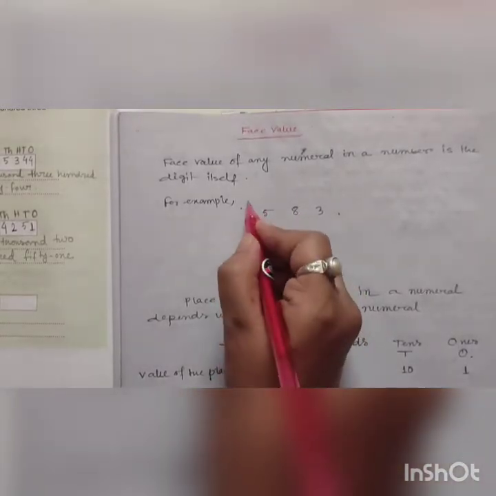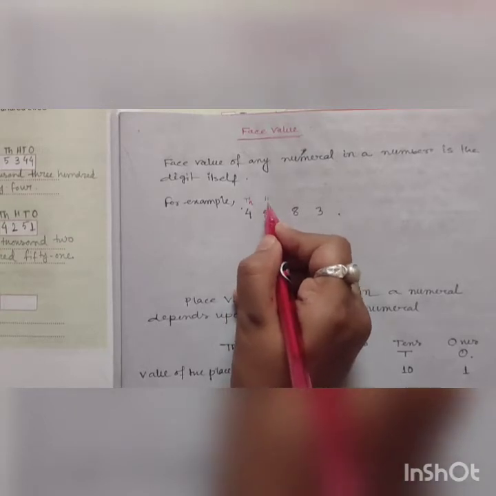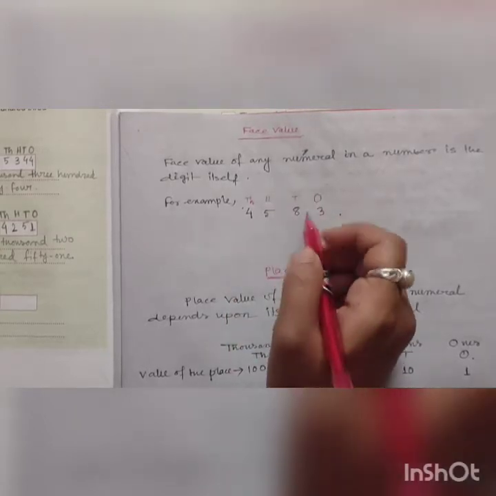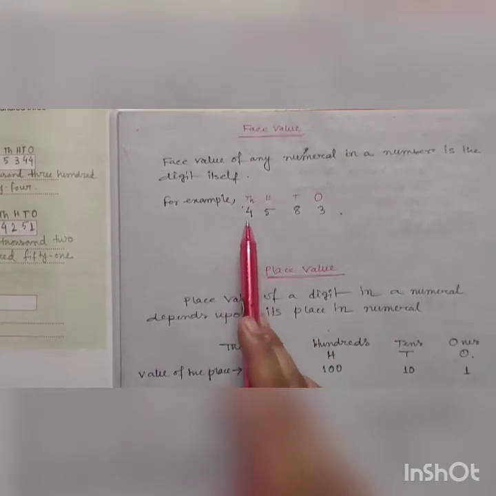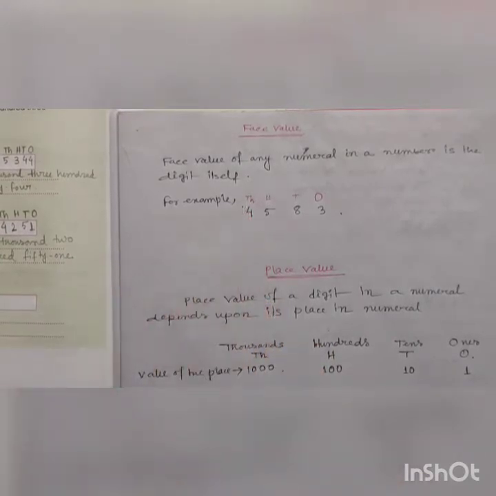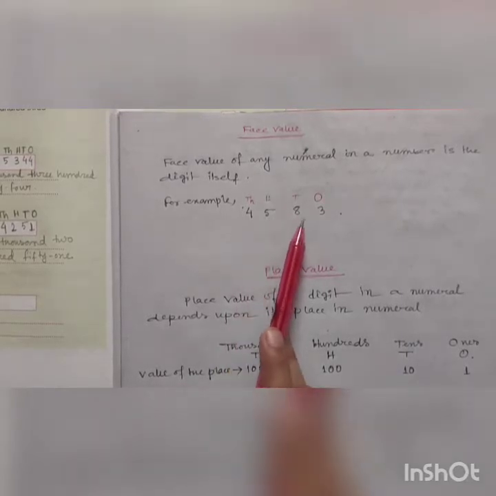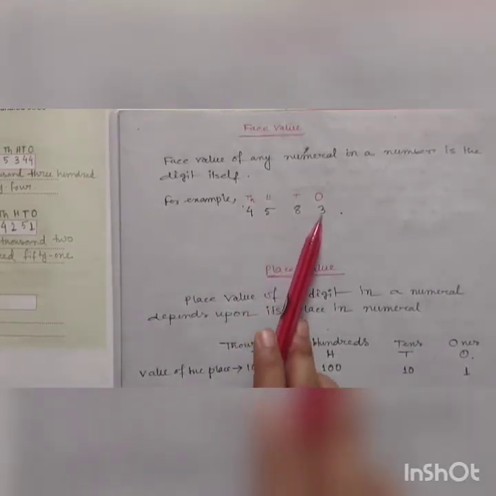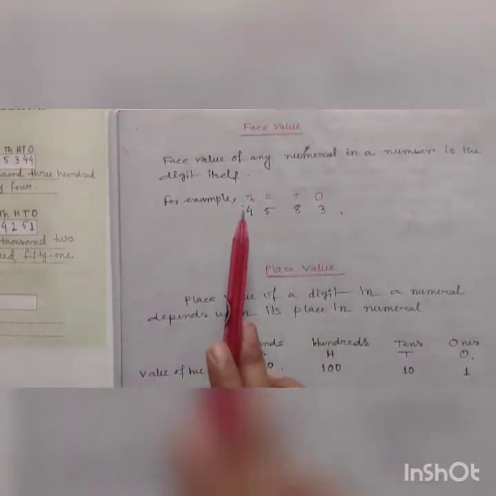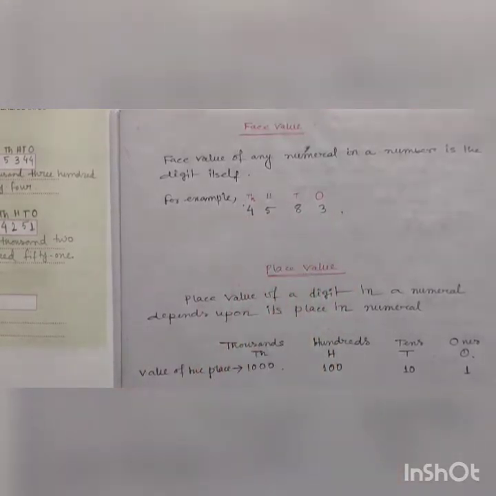Okay, so now if I ask you, this is a number, 4583. If I ask you what is the face value of 4, 4 is in thousands place, but as you know that face value of any number in a number is the digit itself, so the face value of 4 is 4, face value of 5 is 5, face value of 8 is 8, and the face value of 3 is 3. No matter at which place any digit is, we will just write the face value as that number itself.